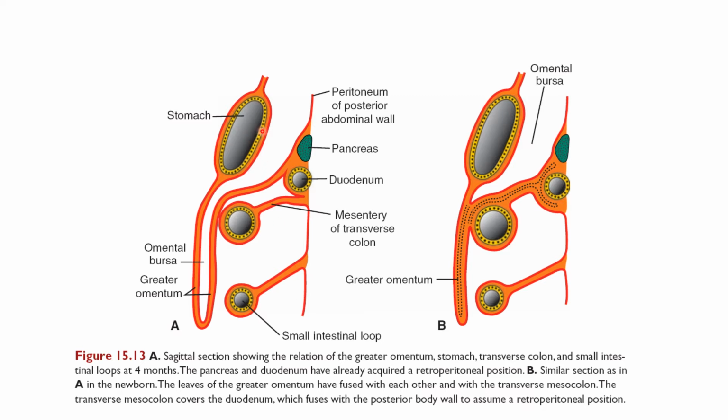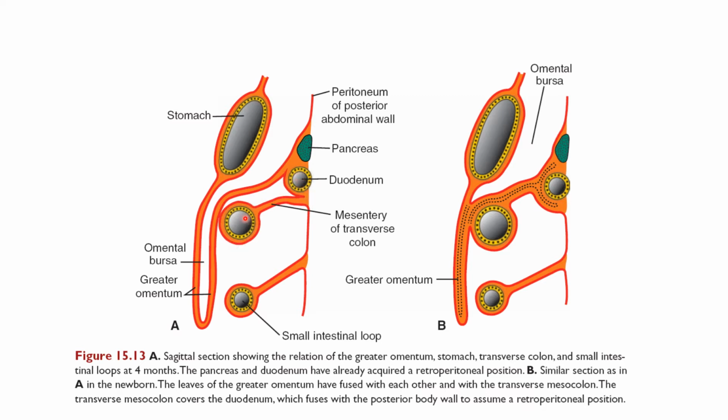So this is the stomach with its greater omentum, which is the derivative of the dorsal mesogastrium. So this is the greater omentum. Behind the stomach, we can see lying on the posterior abdominal wall the pancreas and the duodenum, both covered only on their anterior aspect by the peritoneum. So these are both retroperitoneal organs. The fixed part of the duodenum is retroperitoneal.